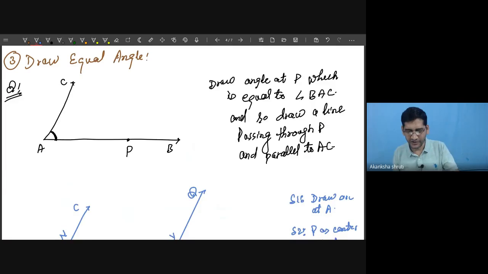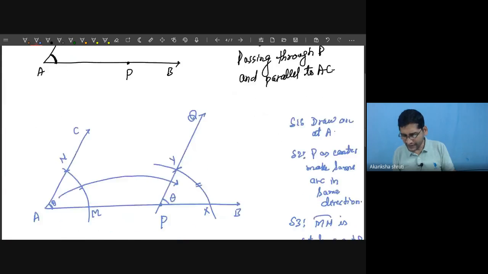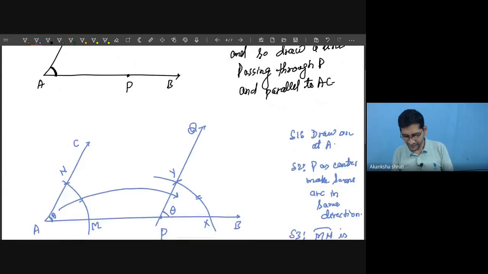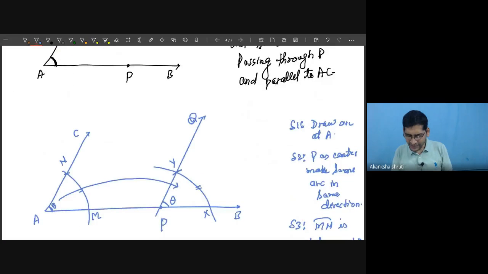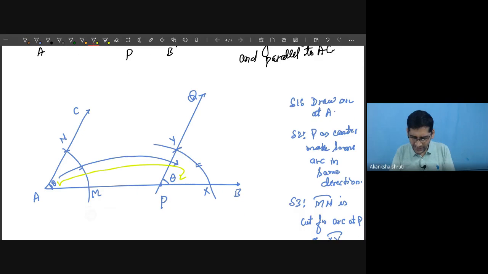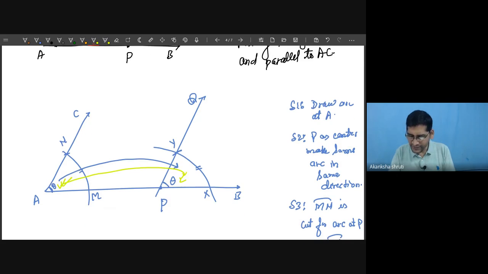So let us go for equal angle. Drawing equal angle is very easy. Say if 30 degrees is given, then drawing 30 degrees is like the single angle drawing. But here we have transferred this angle theta to the new position. Earlier this was theta, this is the new position where we have drawn this theta. When these two angles are equal, it means what? PQ becomes parallel to AC.